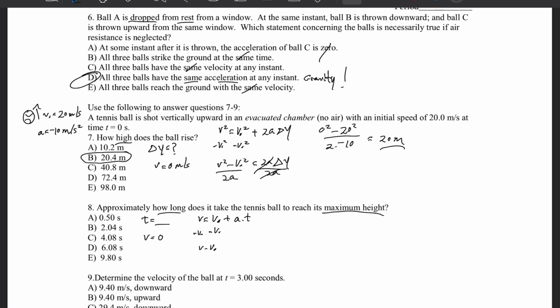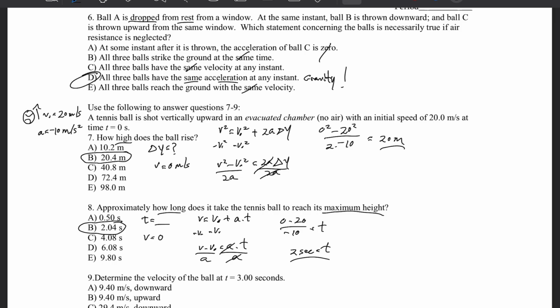So we've got v is equal to v naught plus a times t. Subtract v naught from both sides, and then divide by a on both sides. You get v minus v naught over a. V is 0 minus 20 over negative 10. And that's equal to time. Looks like time should be 2 seconds. B is our best answer.